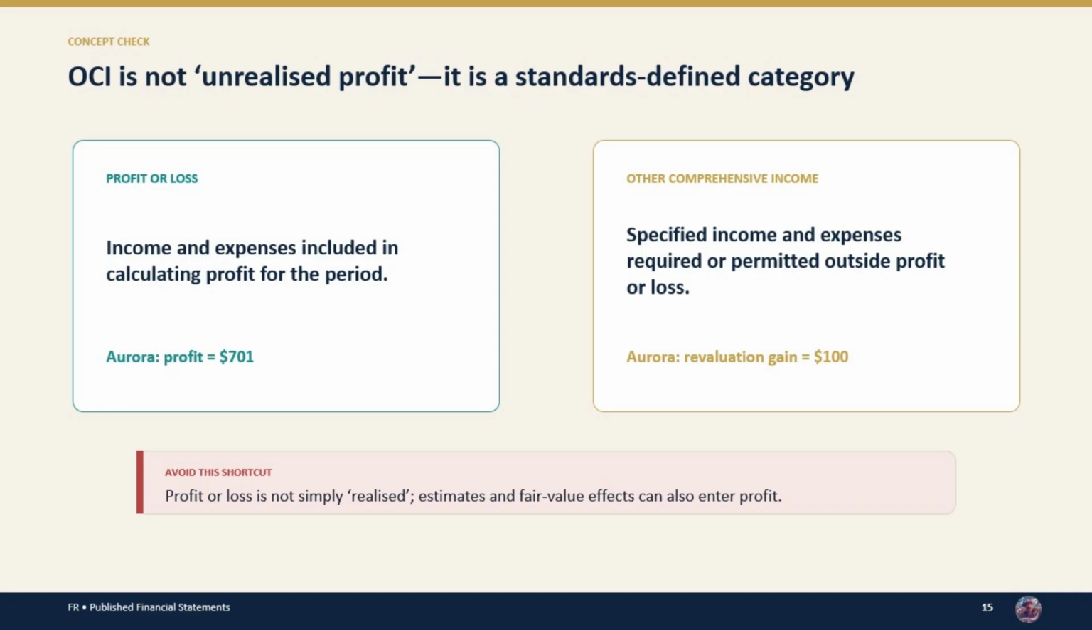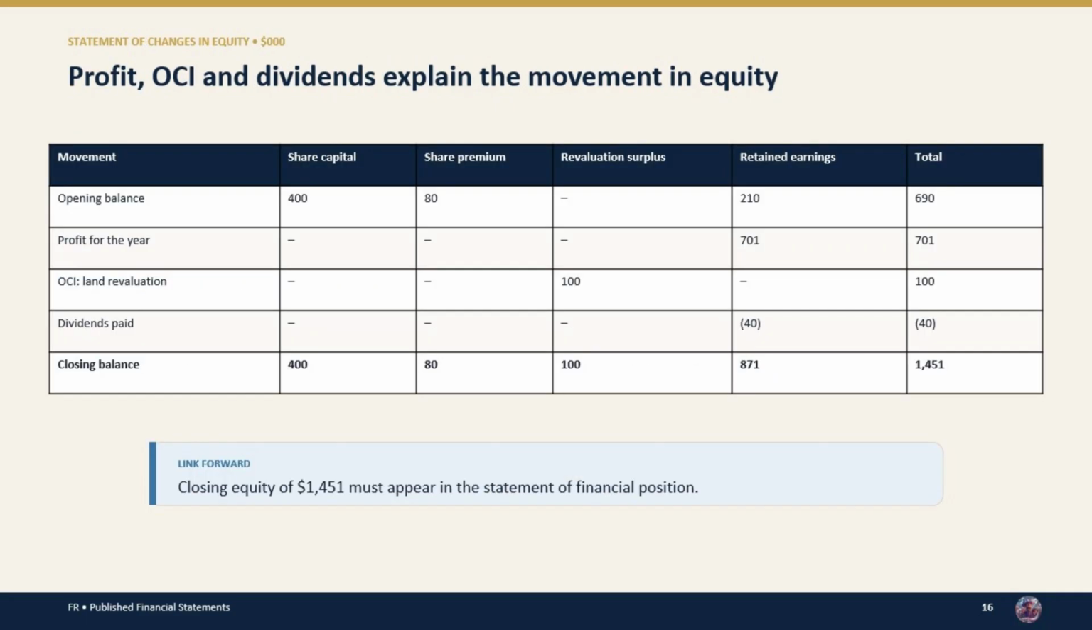Profit or loss contains income and expenses included in calculating profit. Other comprehensive income contains specified items that a standard requires or permits outside profit or loss. Estimates and some fair value changes can enter profit. Aurora's 100 revaluation gain is other comprehensive income because the applicable treatment places it there, not simply because no cash was received. Aurora opens with share capital $400, share premium $80, and retained earnings $210, total $690.